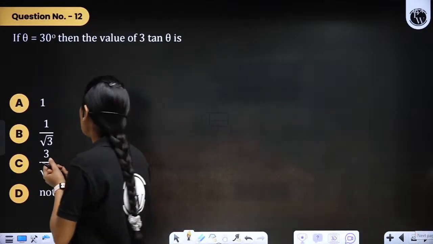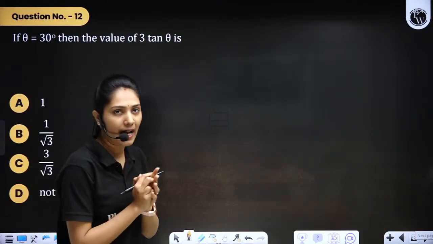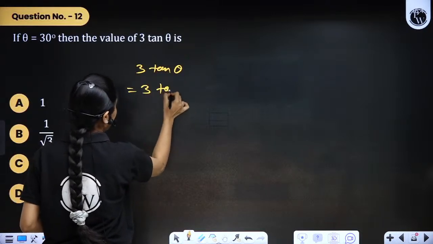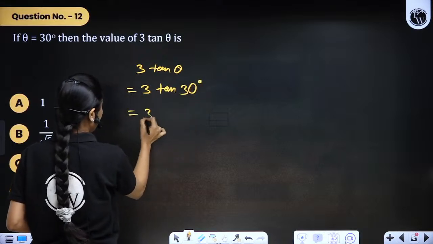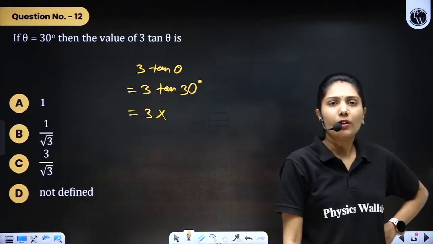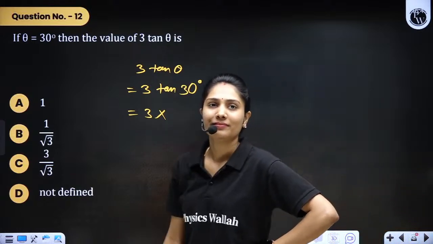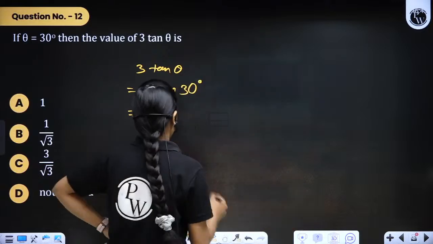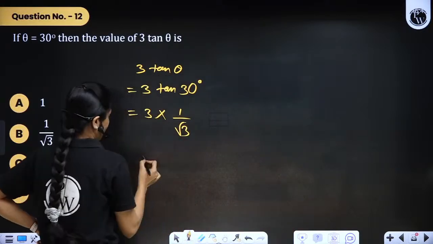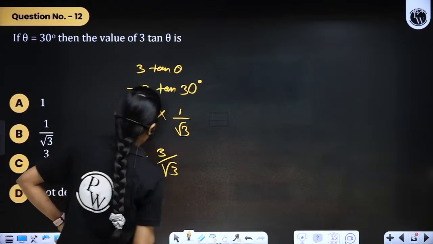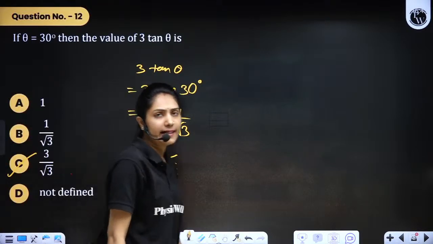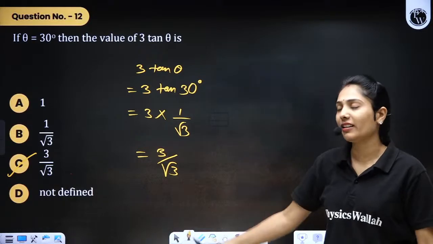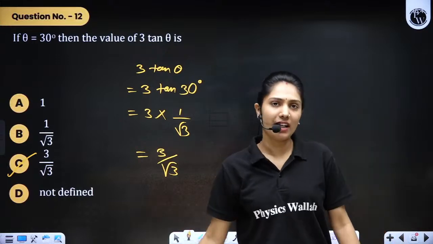So if theta is equal to 30 degrees, then we have to find the value of 3 tan theta. So 3 tan theta is nothing but 3 tan 30 degrees. What's the value of tan 30 degrees, beta? One by root 3, right? The value of tan 30 degrees is 1 by root 3. So the answer is 3 by root 3, which is option number C. If we simplify it further, the answer will become root 3 only. But that's not in the options, and that's why we ended up with option number C. Okay.